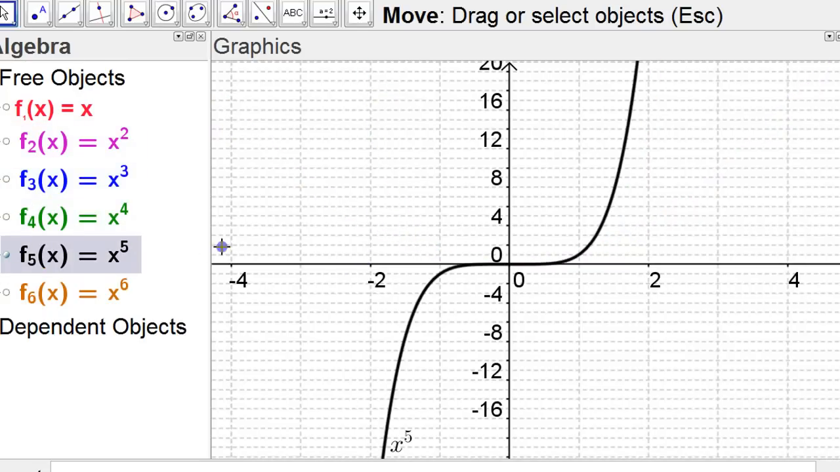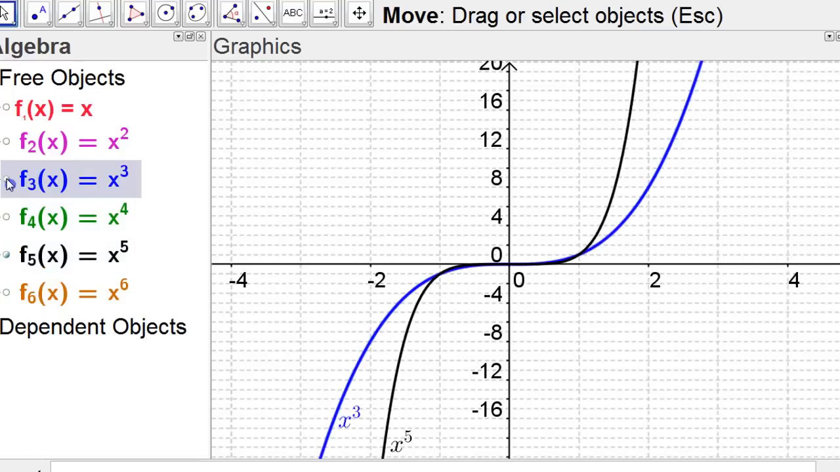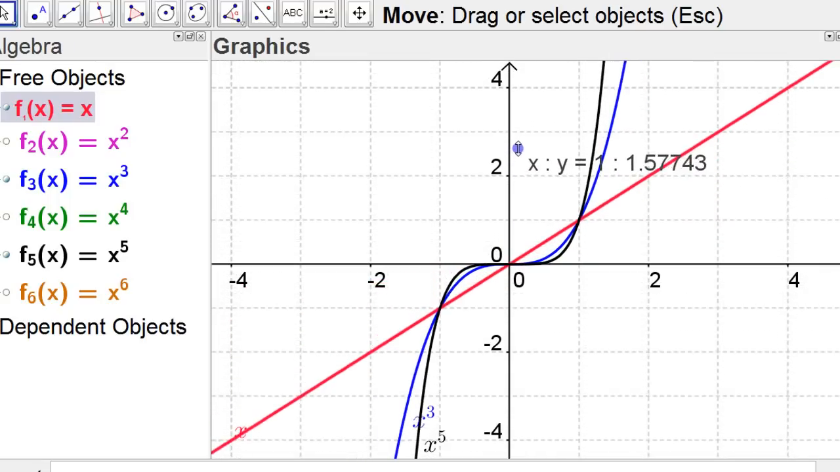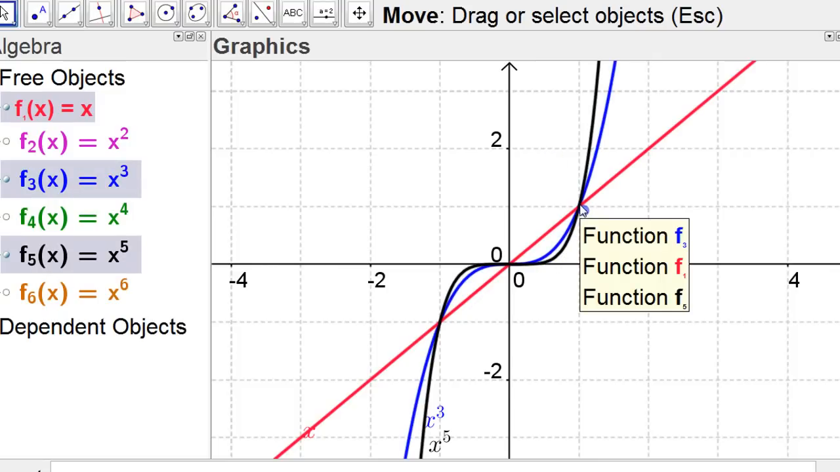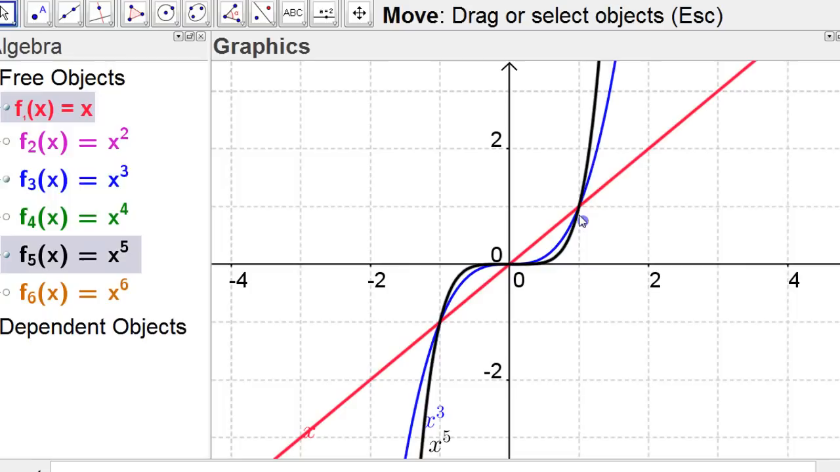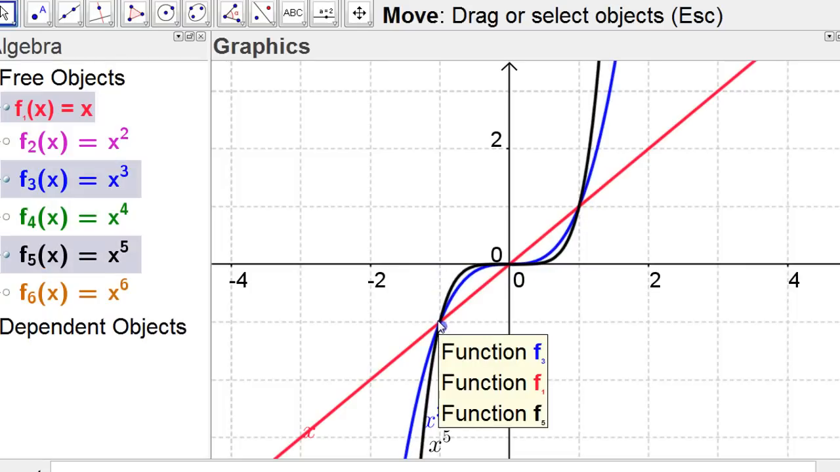X to the 5th is going to behave like x to the 3rd, only it's going to be steeper, and that's the same as x to the 1st here, right? So let's go back to, say, there, so we can see it a little better. Again, it's even lower than x cubed. They all pass through this (1, 1) here, right? Because raising 1 to any power is always 1, and negative 1 to any odd power is always negative 1.